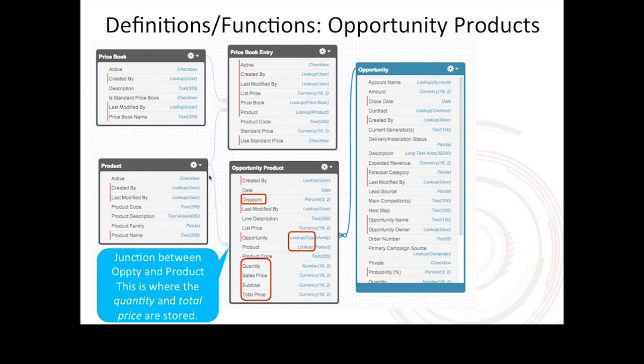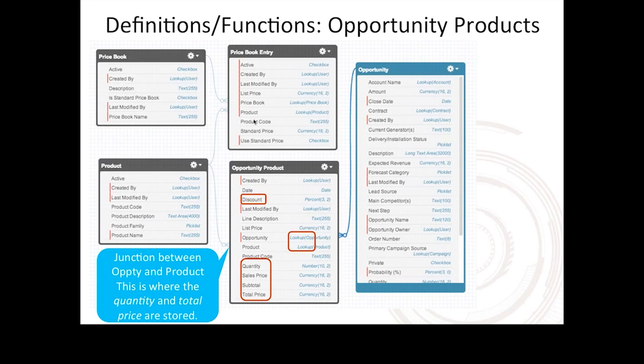So the opportunity product object is a junction object between the product and the opportunity. One thing that I should back up here and explain is these lines that connect these objects. So the one line here represents a one, the three lines here represents a many. So this line here indicates a one-to-many relationship.